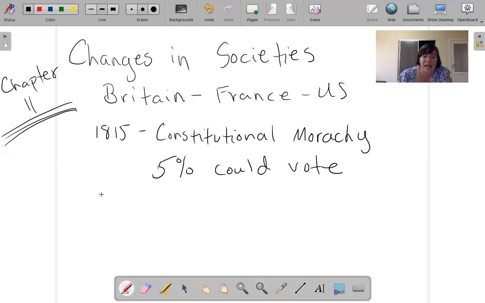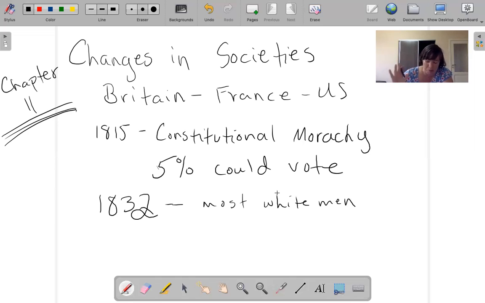Well, by 1832, most white men could vote. Most white men, not all of them, but most of them. And I just lied to you. Sorry. Most white men with land could vote.